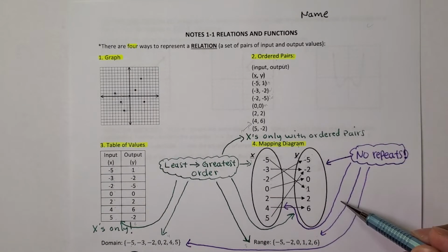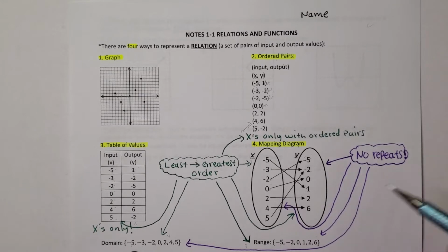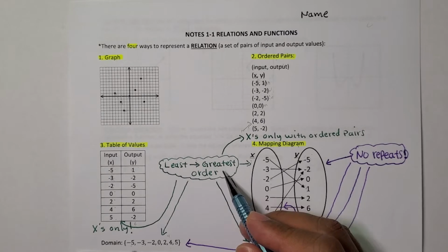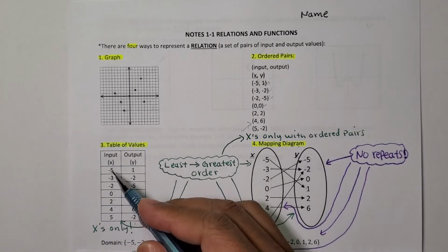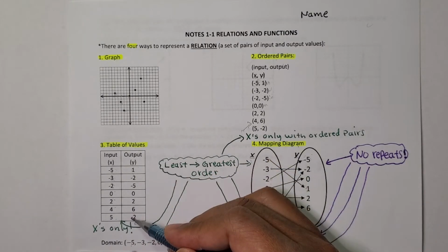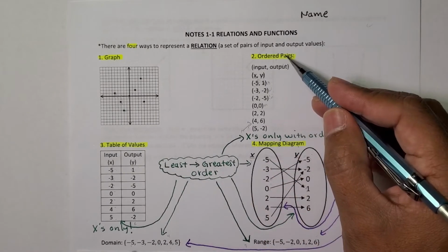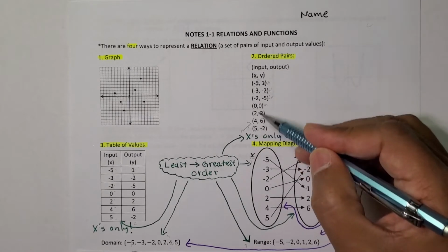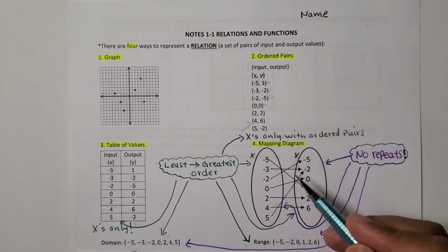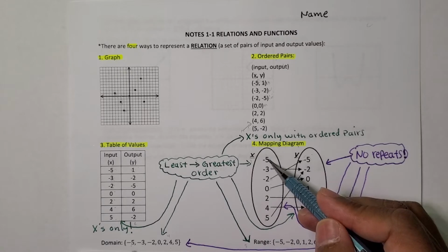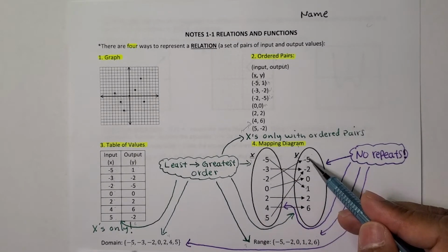Now, there are some rules and guidelines that we follow when it comes to relations and functions. And the first rule I'm going to talk about is listing values in order from least to greatest. Okay, so take for example, I have this arrow going here. Look at the X value, so I'm saying X's only. They go from least to greatest order, but not the Y values. Okay, that's only for a table. Also, on ordered pairs, you have X's only with ordered pairs should be in order from least to greatest. Okay, so -5, -3, -2, 0, and I hope you get the idea. That also applies to a mapping. So for the X values, they should be in order from least to greatest, and it also applies to Y values from least to greatest order.